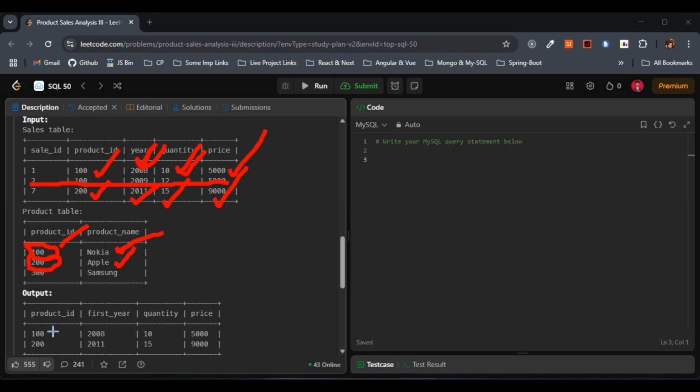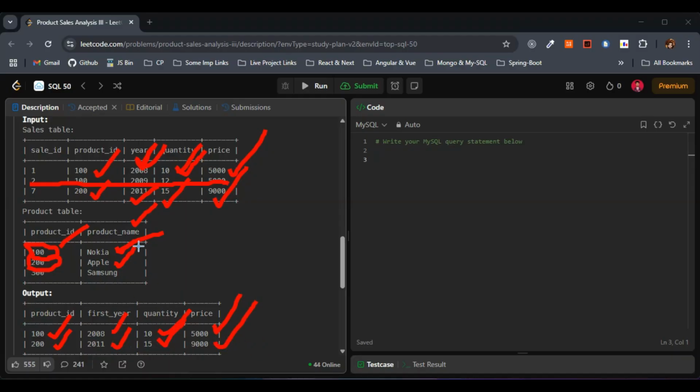So the output that we need to return here is, in this case, 100, 2008, quantity 10 and 5000. Same goes with the apple here. So this one 200, 2011, we don't have to return the product name. They have not asked in the question, right? So we need to return product ID, first year, quantity, and the price. That's what they have asked. In this case, 15 and 9000.